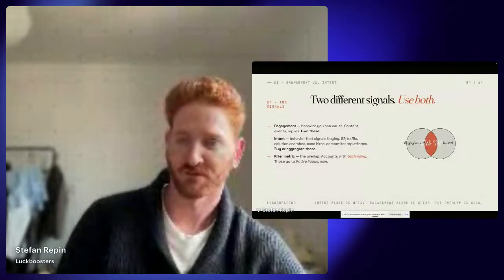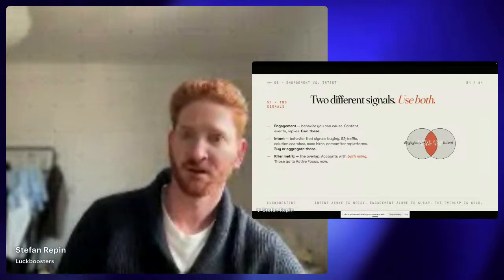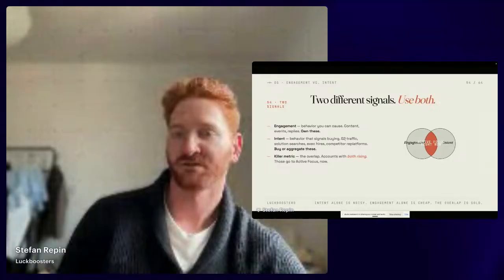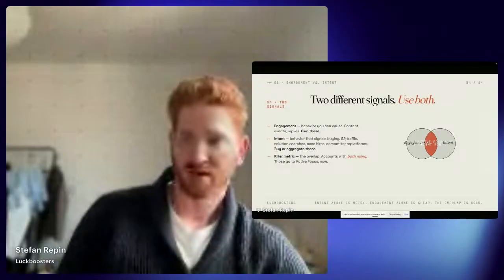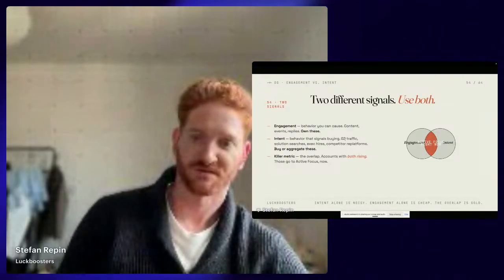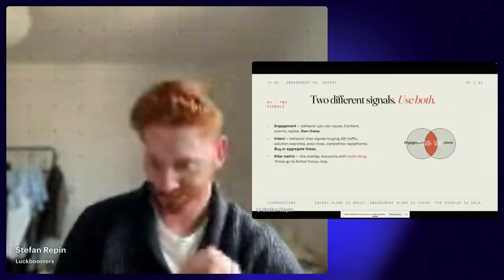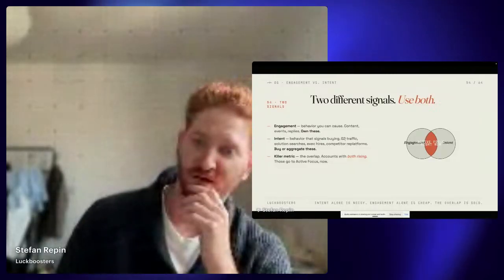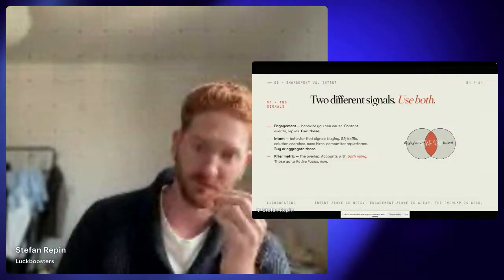Different signals are used. Engagement is behavior you can cause yourself. That's more of a push. Content, event, replies: you have to own this as marketing. Intent is behavior that signals buying. So that's G2 traffic, solution searches, hires at the executive level, competitors replatforming. The killer metric is the overlap. Accounts with both of these rising go to active focus.